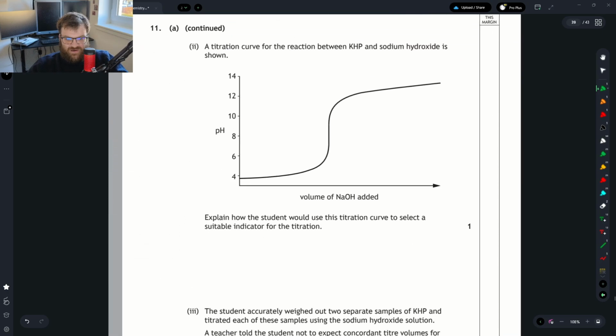On to part A, part 2 here. I would use this to select a suitable indicator. So the indicator should have a range within the vertical part of the graph. Now, if I line this up, so we want something that would change colour within that sort of range.